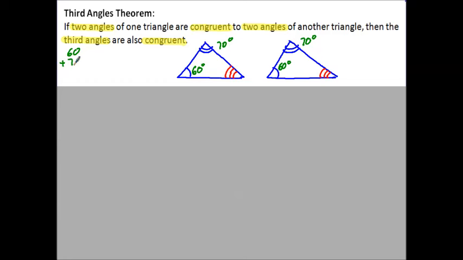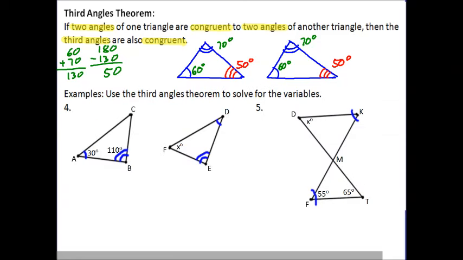60 plus 70 is 130, and 180 minus 130 is 50. So that tells us that this angle has to measure 50 degrees, and so does this angle, right? Pretty neat. We only had two numbers in the beginning, and now we have all six measurements. Let's look at these examples. Use the third angles theorem to solve for the variables.